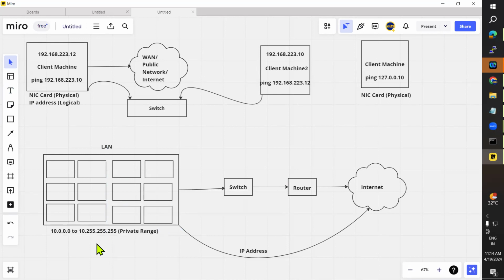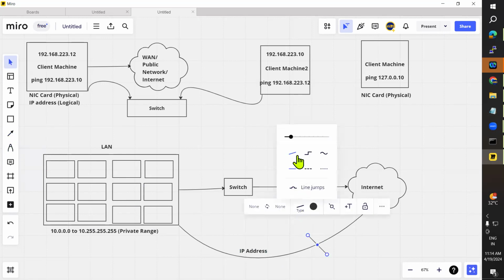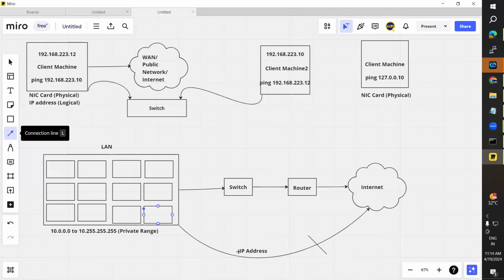Okay, fine. That's good. Nice. So if we configure the private range in the computers in the LAN, then how will these fellows communicate with the internet? They cannot communicate. Because these IP addresses are not valid in the public network.